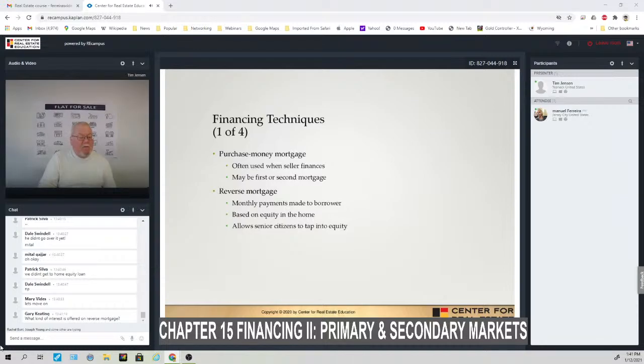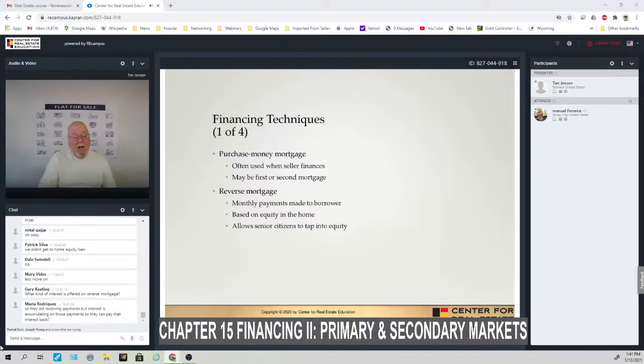What kind of interest is offered on a reverse mortgage? It's going to be slightly higher than prime, depending on the ability of the person to pay back or the amount of equity taken out. But it is going to be higher than prime. So they are receiving payments, but interest is accumulating on those payments, so they can pay that interest back when they leave the house, sell it, or whatever. That's when it's paid off. Correct. All right, good. Let's move on.